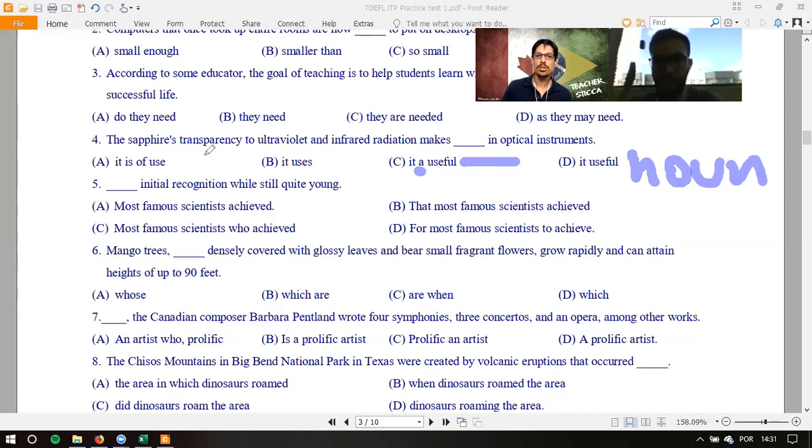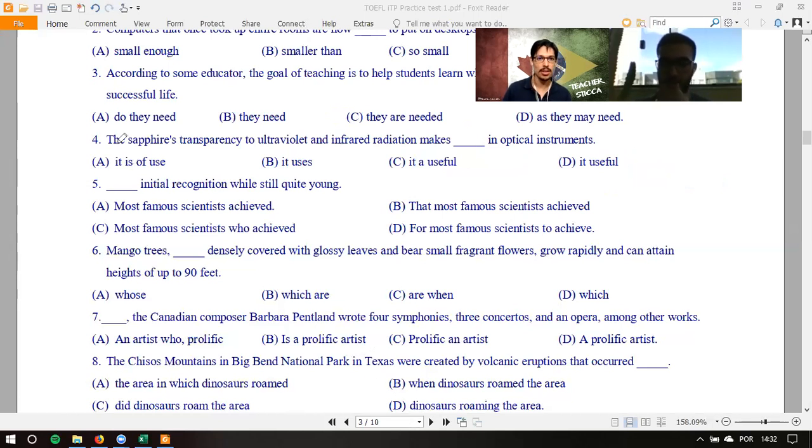So the sapphire's transparency to ultraviolet and infrared radiation makes it a useful object, for example, a useful material in optical instruments. But in here, we have no noun. So that's why it does not require this article here. The article. Okay?